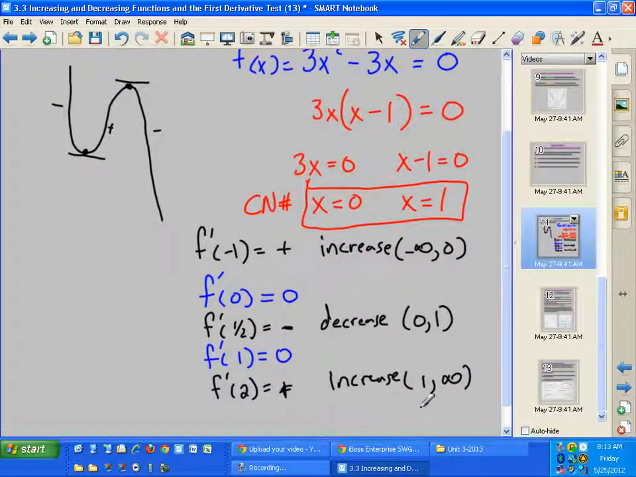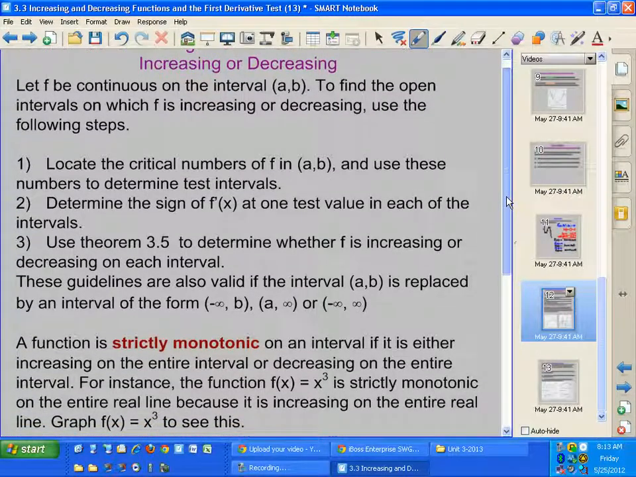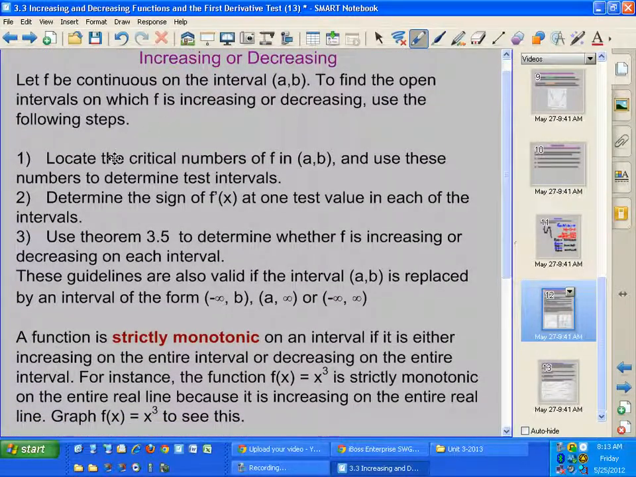Well, what we just did here, these are our guidelines. On an open interval, we're finding out whether it's increasing or decreasing. We're going to locate the critical numbers. That's what we did by taking the derivative. Critical numbers are where f prime of x is equal to 0, and that's what we do first. And then after that, we're going to test a value on each side of that interval, and we're going to determine the sign, positive or negative, on either side.